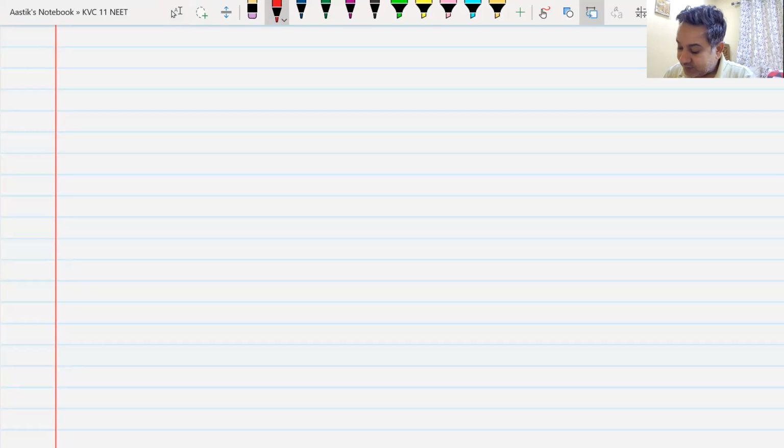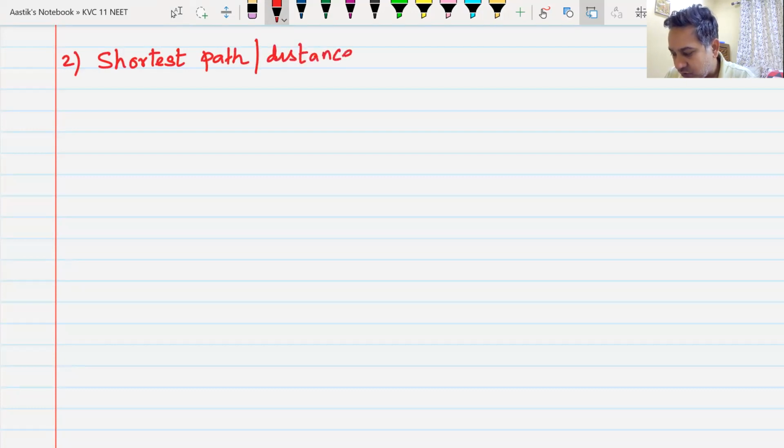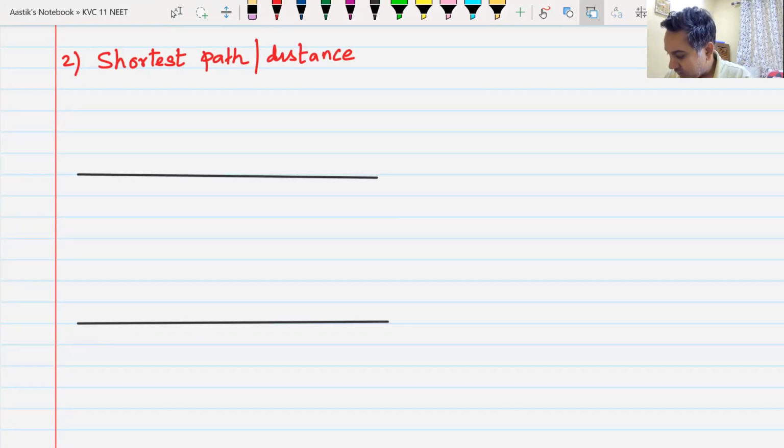Then the next, case number 2, is shortest path or shortest distance. Whenever we talk about path, we talk about distance. Now, when I say shortest path or shortest distance, what it actually means is: this is the first bank, this is the other bank. How is the gentleman going to move now?